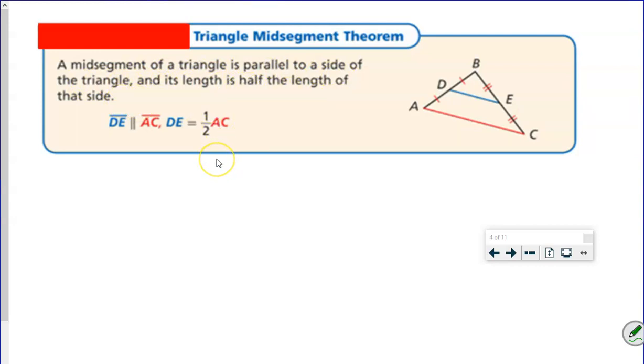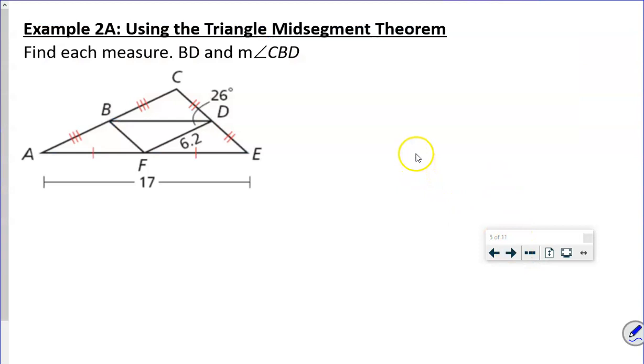So in other words, if this side right here were, let's just say, 12, then DE must be 6, because it's half of it. Again, this was the midpoint of side AB, and this was the midpoint of side BC. So the midsegment of those two sides is DE, and it's going to be half the length of the side it's parallel with. Got it? All right, example 2A.